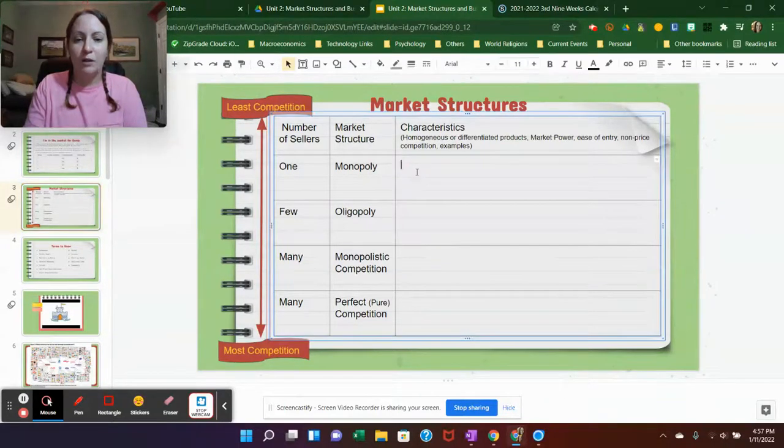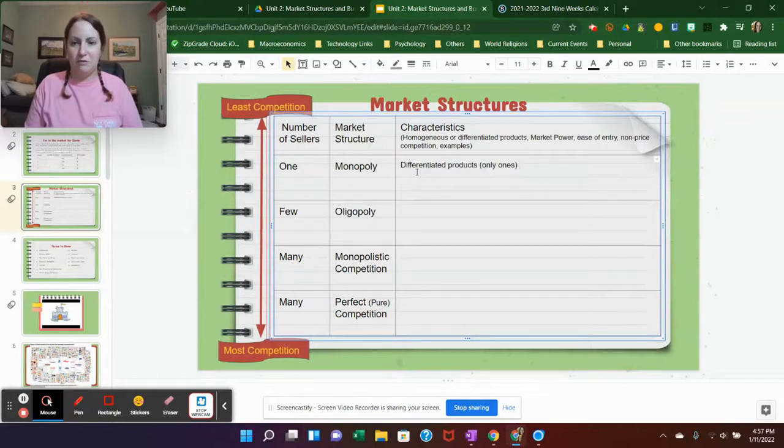So let's talk about what a monopoly actually is. A monopoly is where there's only one seller, and they sell differentiated products, meaning they're the only ones to sell that product. I think there's a column on your worksheet that says what type of products they sell. They sell differentiated products, meaning they're the only ones to sell that thing. No one else can compete with that.